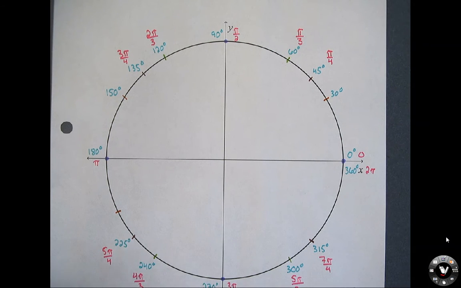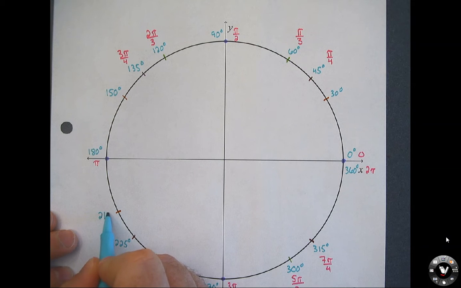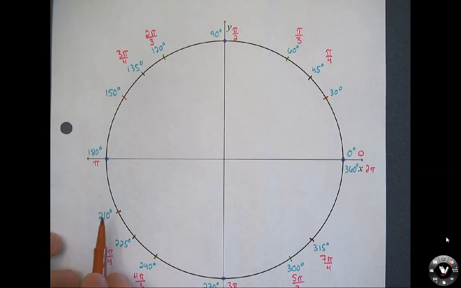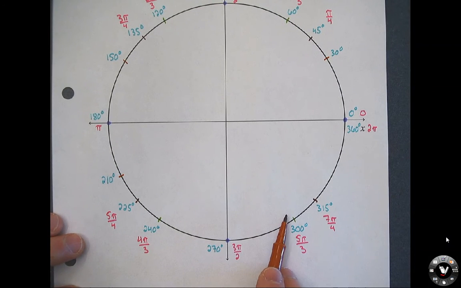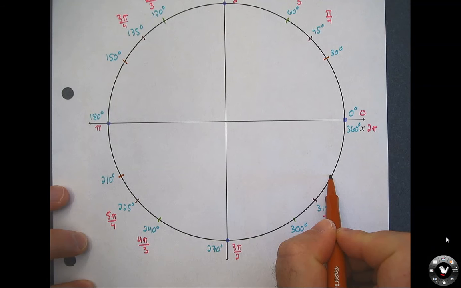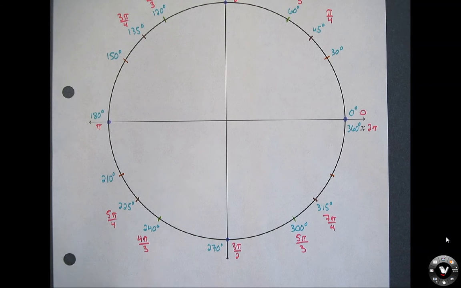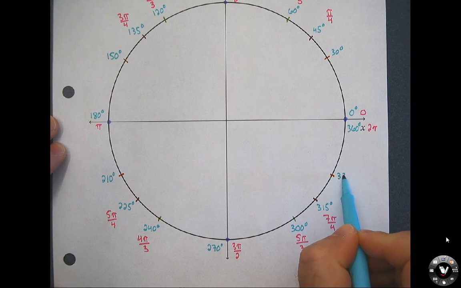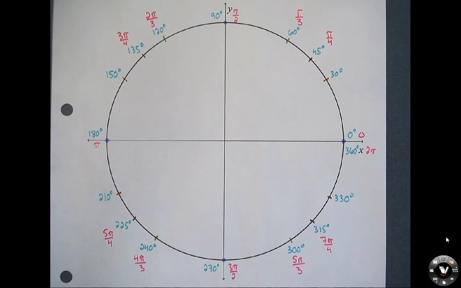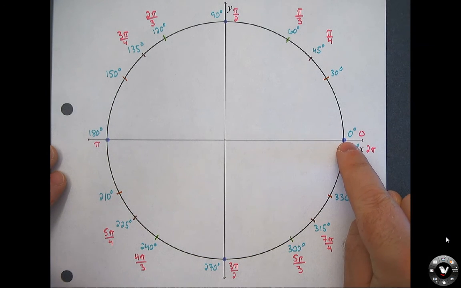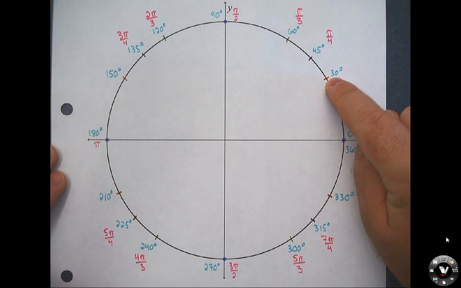210 plus 30 is 240, plus 30 is 270, plus 30 is 300, plus 30 is 330 degrees. And then another 30 would take me back to 360. Let's see if you can now figure out the measurement in the world of radians. What's the length from 0 radians to 30 degrees rotation?